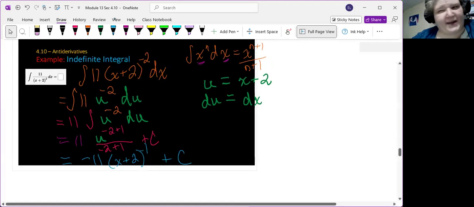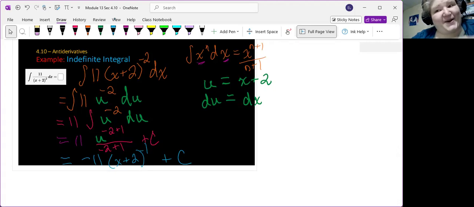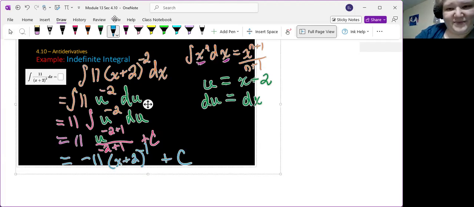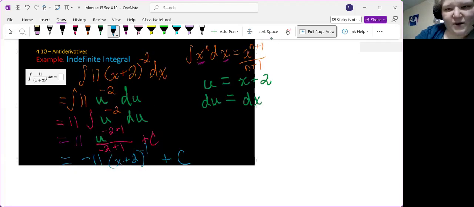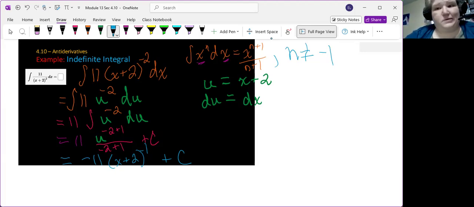Now, if they wanted us to do an integral again, things would get really weird because negative 1 plus 1 is 0. We can't divide by 0. So something to the negative 1 power has a different antiderivative. It doesn't follow the power rule. It's the only case that doesn't. So there's an extra caveat to our power rule up here that we often forget to write and talk about, but that special case is, oh, n can't be negative one. All right.